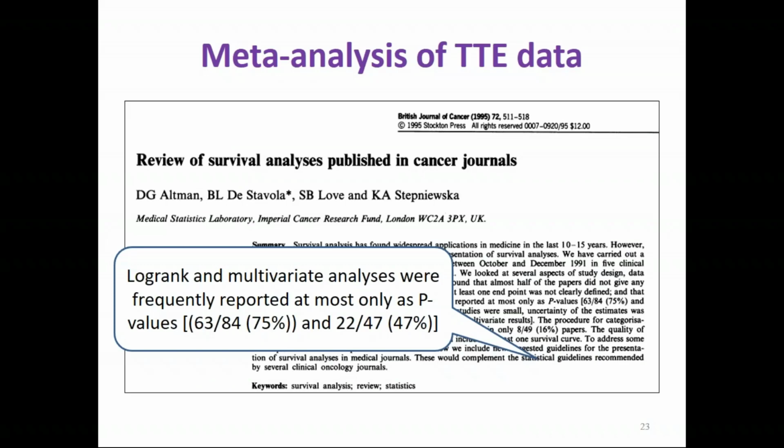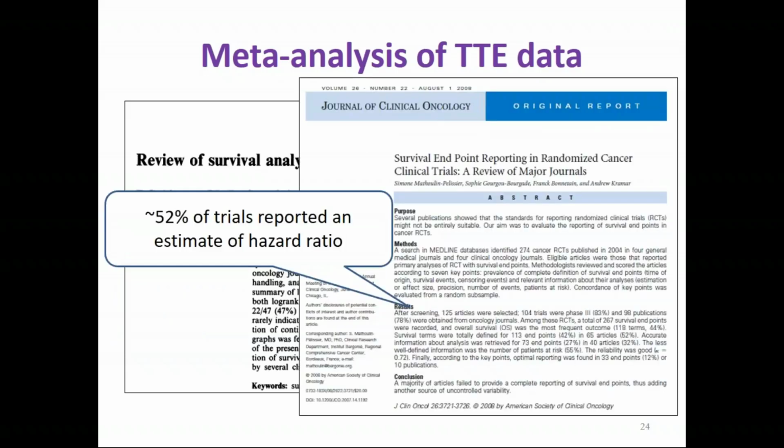And this is a common problem for meta-analysis of time to event data when we want to extract this data. There's been a number of reviews of the reporting of time to event data in the medical literature. This early review in 1995 showed that the log rank and multivariate analyses were frequently reported only as p-values. And in a more recent review, only around half of the trials actually report an estimated hazard ratio.